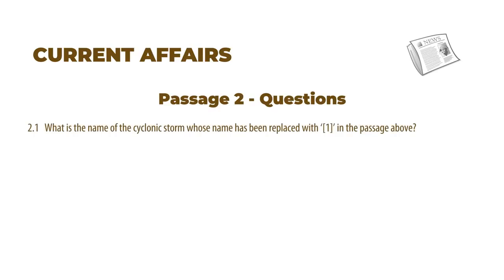What is the name of the cyclonic storm whose name has been replaced with blank in the passage above? Your options are A. Bulbul, B. Titli, C. Foni, or D. Viaru. The correct answer is C.